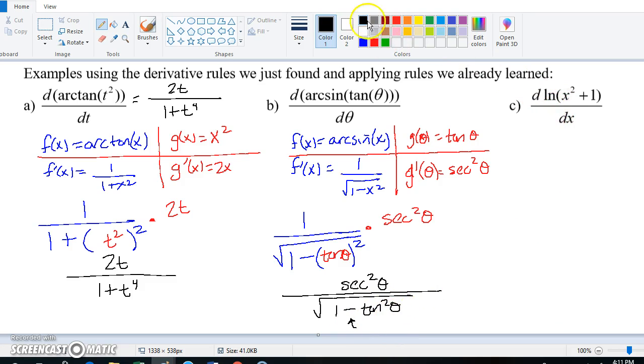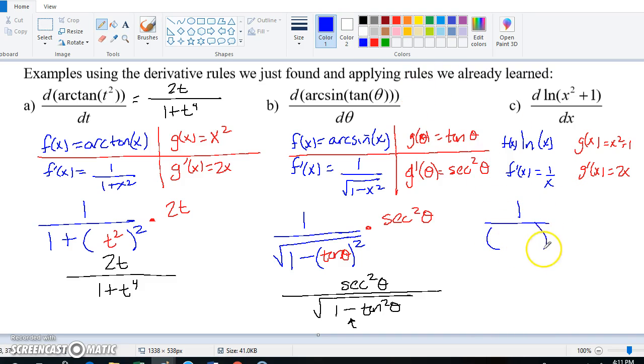Let's try our last one. Outer function is the natural log of x. Its derivative is 1 over x. Inner function is x squared plus 1. Its derivative is 2x. Taking the derivative, we have 1 over x squared plus 1 times 2x. And that's pretty well done.